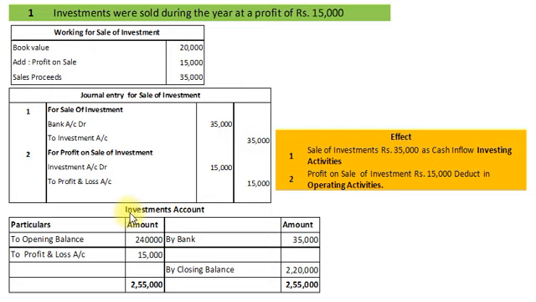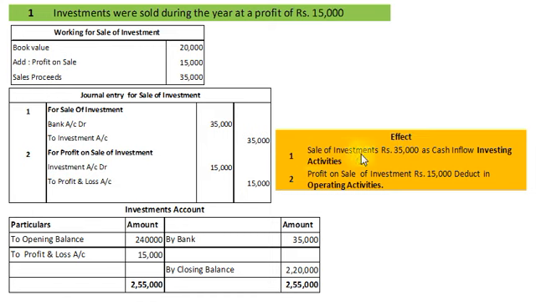Now we will prepare investments account. First of all, we will take opening balance on debit side rupees 2,40,000 and closing balance on credit side rupees 2,20,000. Now we will make posting of journal entries. On credit side, by bank rupees 35,000 and on debit side to profit and loss account 15,000. And our investments account gets tallied with rupees 2,55,000.